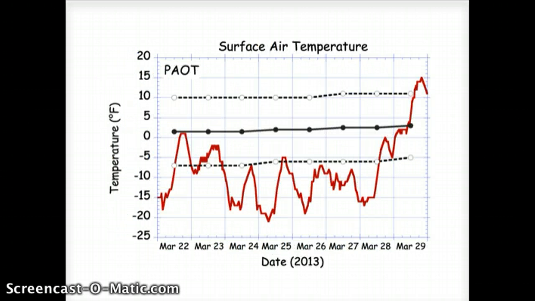Looking at the temperatures for both weeks, you can see that the temperature range for March has a greater range of temperature because the seasonal change is moving towards warmer temperatures.